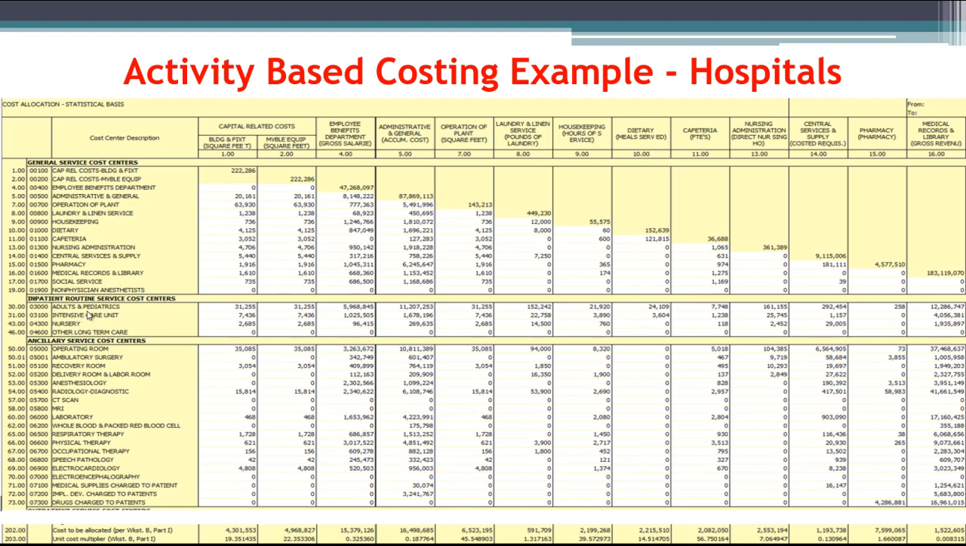Then we have inpatient routine, which these are the services that every patient probably has about the same amount of. It's your room and board for the most part. The ancillary service cost centers are the things that some customers need, some patients need, other patients don't. Not everybody needs physical therapy. Not everybody needs a CT scan, operating room. So that's the difference here.